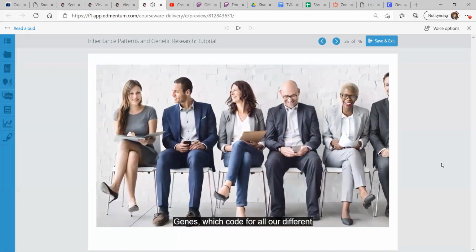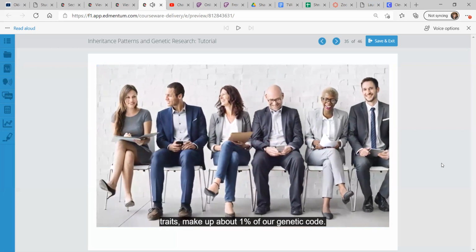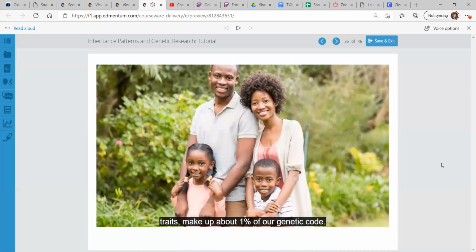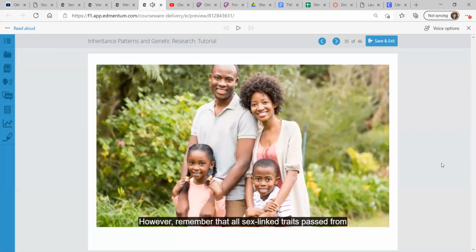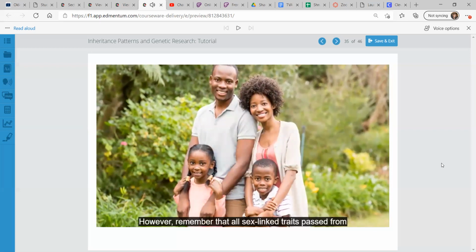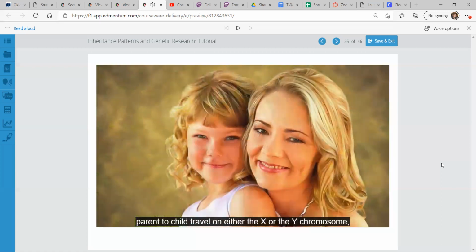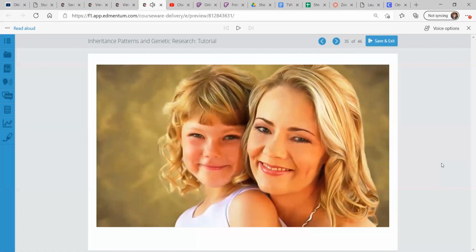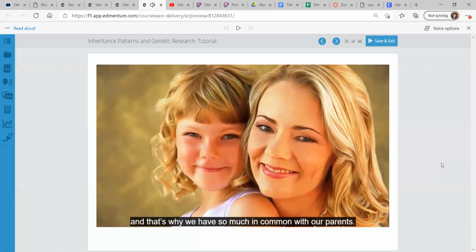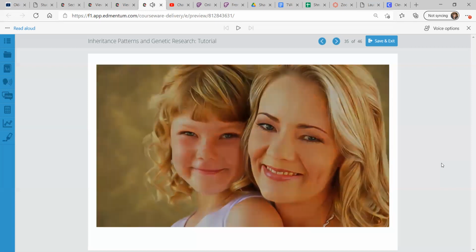Genes, which code for all our different traits, make up about 1% of our genetic code. However, remember that all sex-linked traits passed from parent to child travel on either the X or the Y chromosome. And that's why we have so much in common with our parents.